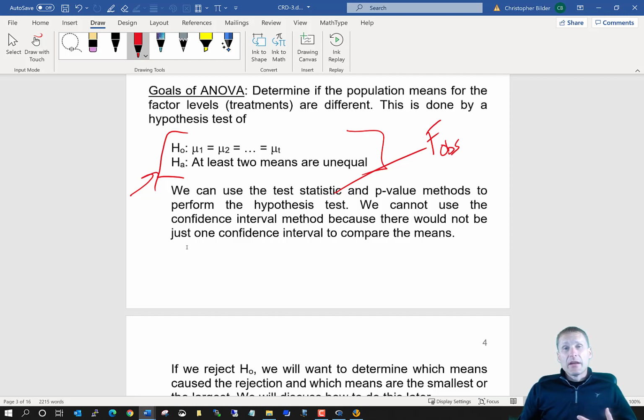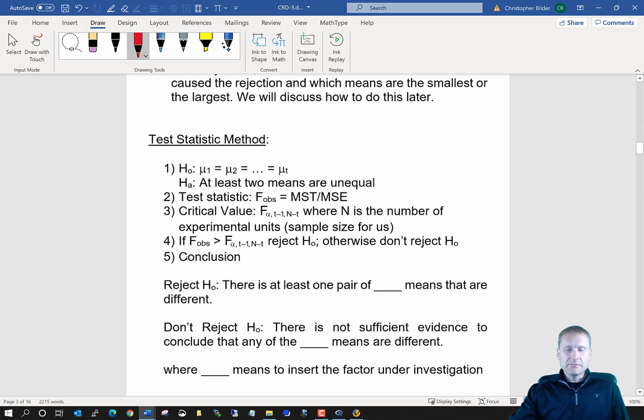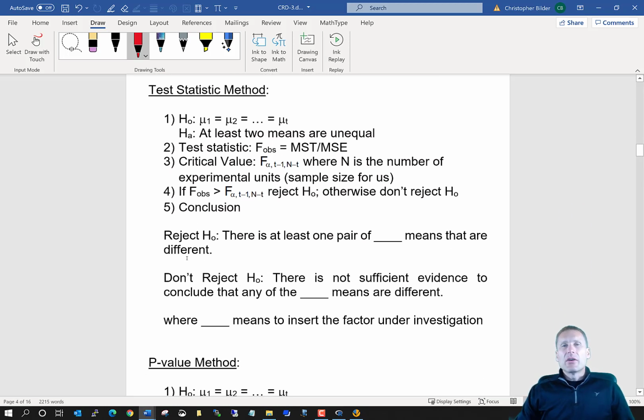In particular, when you actually reject H0, so you're saying, hey, at least 2 of the means are unequal, well, you want to find out which of those means are unequal. And that's where confidence intervals play a very, very important role. Okay, so let's walk through the steps of this hypothesis test.